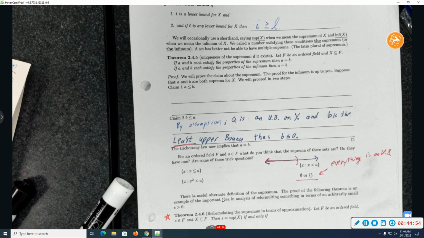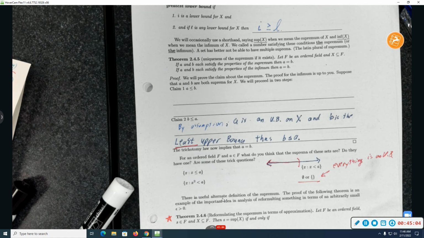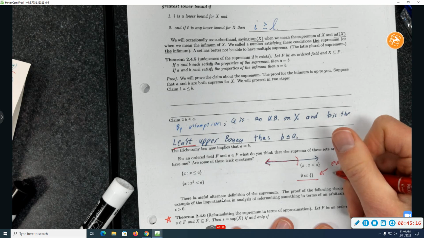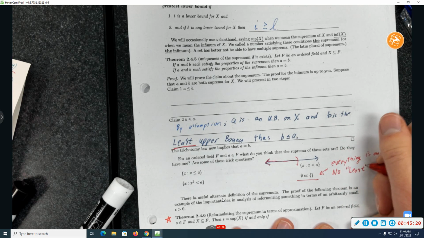So if you want to find the least upper bound on the empty set, you want the least thing out of absolutely everything. Is there a least element of an ordered field? Well, you could always subtract 1 from any field element, right? Make it a little bit less. So it's bounded above, but it doesn't have a supremum. So there's no least upper bound.